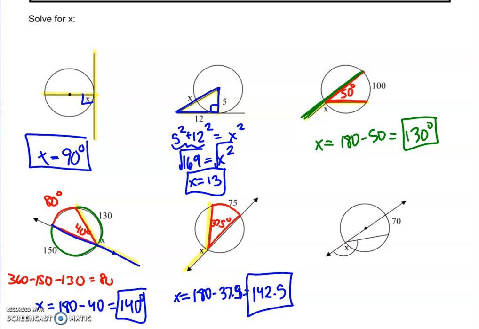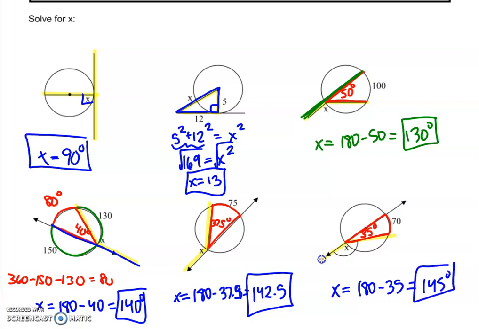And the last one. And by this point, I'm hoping you guys kind of get it. We can't find that angle highlighted in yellow. So we have to take this angle on the other side of it, which is always inscribed, and find that one. So the arc it intercepts is 70. Half of 70 is 35. So the angle on the other side of it is 35. To get x, take 180 minus 35. And that gives you 145.